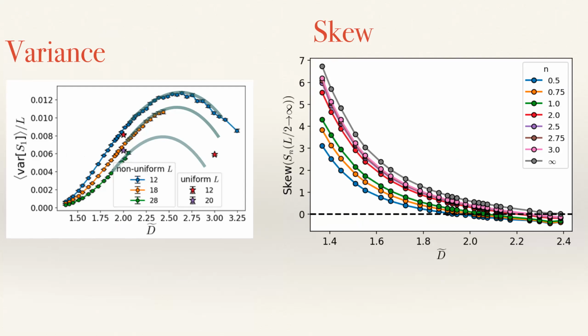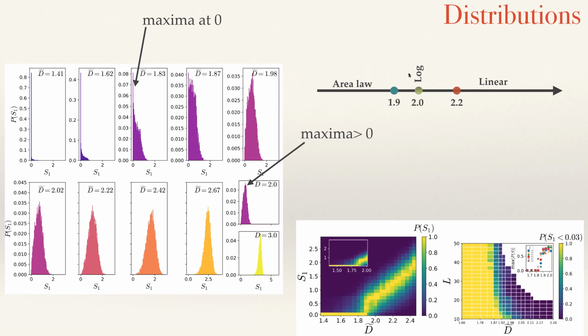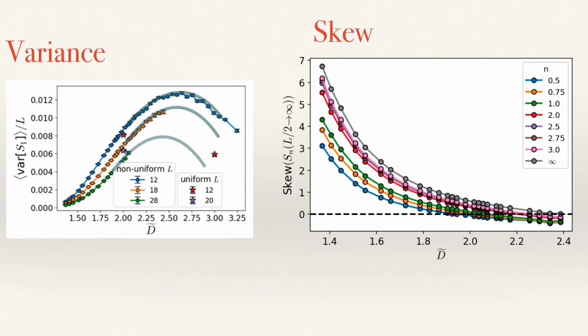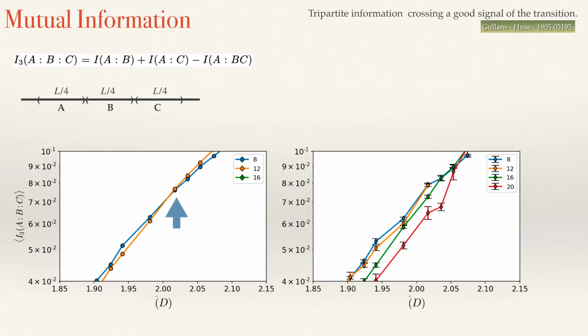telegraphs the same thing. What we see is that there's a log critical point, or possibly a full logarithmic phase in the region around 2. Below 1.9 is clearly area law. Above 2.2, it is clearly linear. We also do some poor man's scaling collapse.